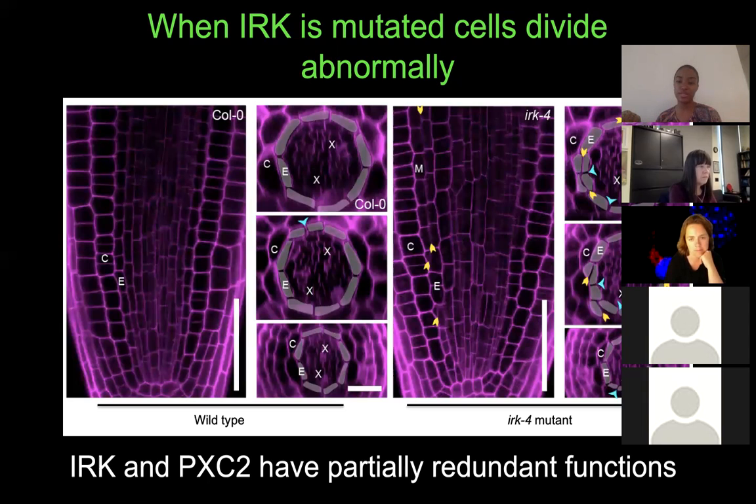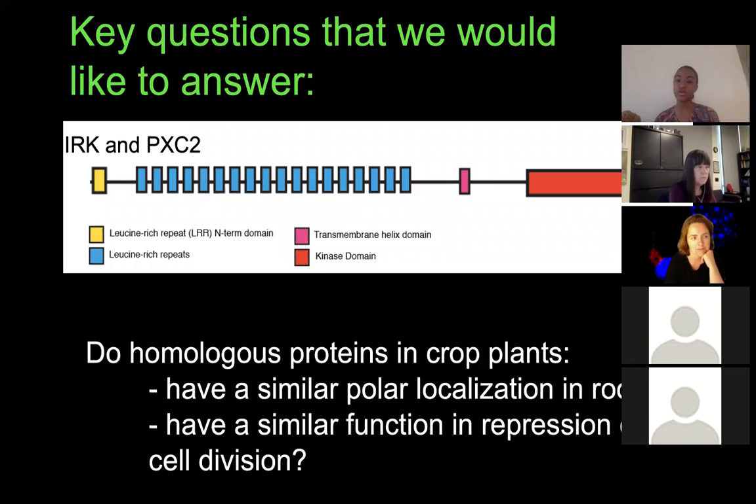And my project focuses on the homologs, which are closely related genes in other plants. So closely related versions of IRK and PXC2 exist in tomato, maize, legumes, and rice. And so those are the questions we want to answer: do these homologs have similar localization? Are they going to the same places? And do they have a similar function? Do they repress excessive cell divisions?